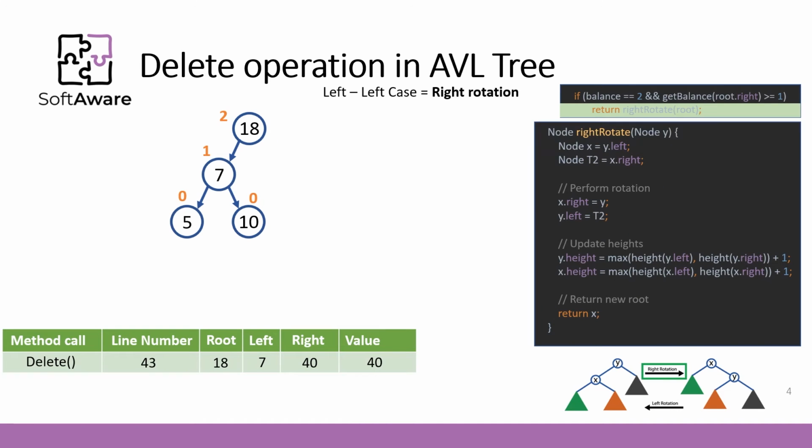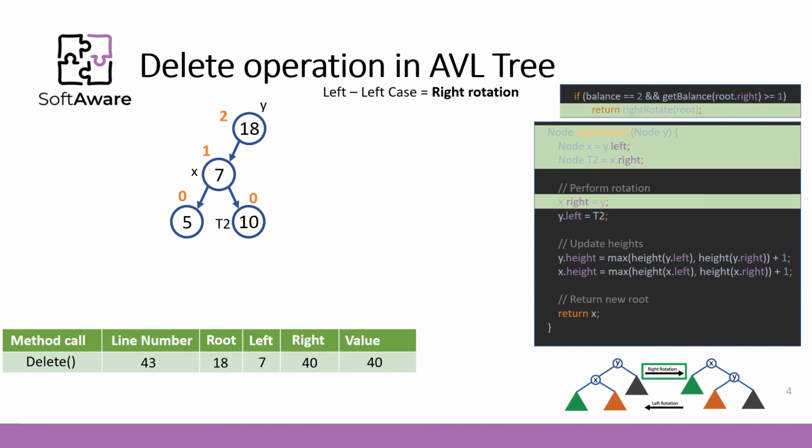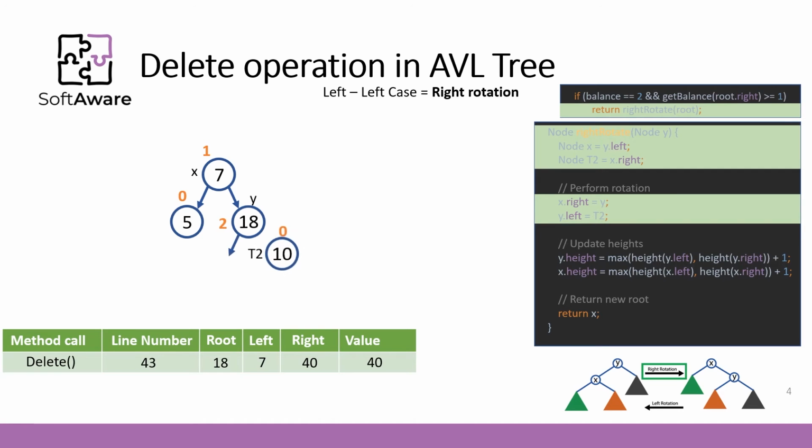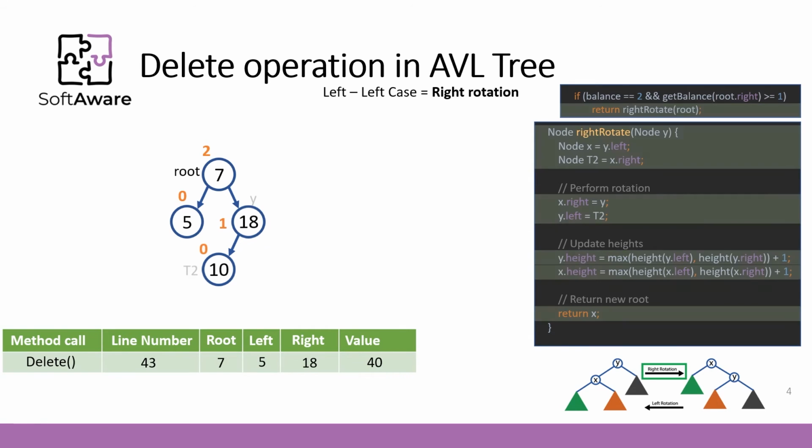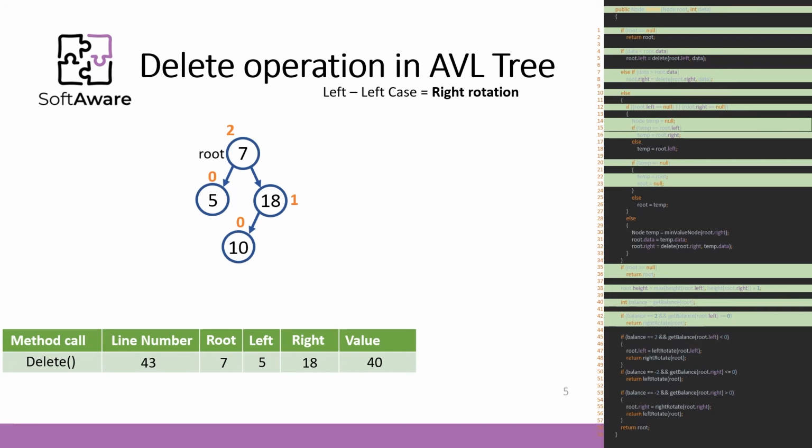Again, same as we have performed at the previous lecture, we pass the root node as our y value, x is equal to y.left, and T2 is equal to x.right. Y becomes x.right, T2 goes to the y.left. Next, we update the heights of relocated nodes and return our head node, which is x. From the method call, we return the same outcome from executed rotation and finish the balancing.